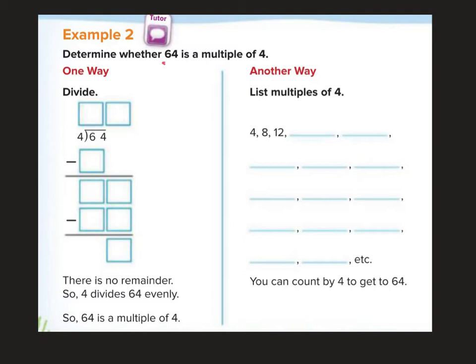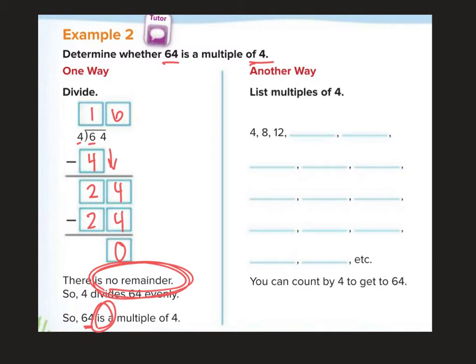Example 2, determine whether 64 is a multiple of 4. So if I count by 4s, do I hit 64? That's the question. So I could just divide it. 6 divided by 4 is 1. 4 times 1 is 4. 6 minus 4 is 2. Bring on down. And divide. 24 divided by 4 is 6. 4 times 6 is 24. Subtract. If there is no remainder, then yes, 4 divides into 64 evenly. So yes, 64 is a multiple of 4. If you get a remainder, then we would say no, it's not a multiple.